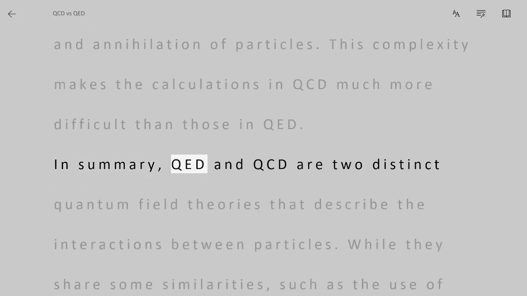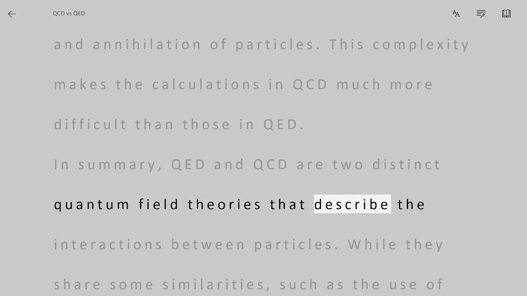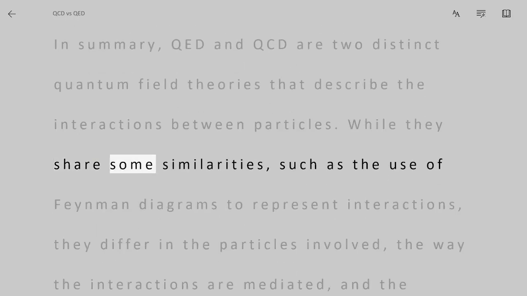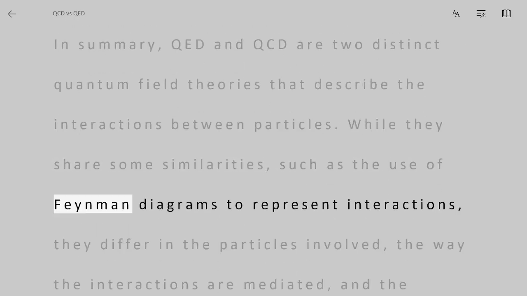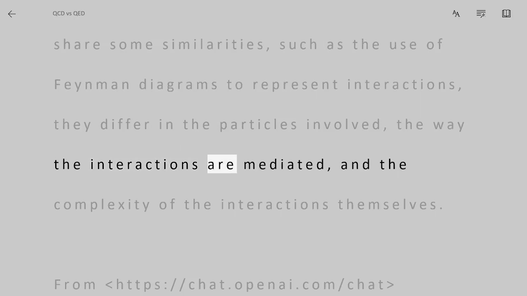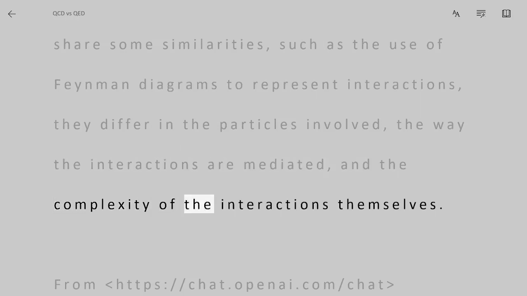In summary, QED and QCD are two distinct quantum field theories that describe the interactions between particles. While they share some similarities, such as the use of Feynman diagrams to represent interactions, they differ in the particles involved, the way the interactions are mediated, and the complexity of the interactions themselves.